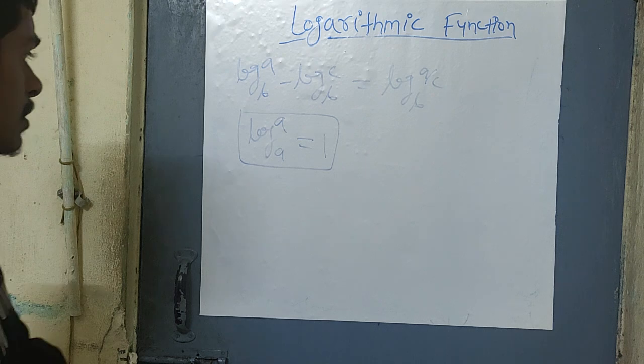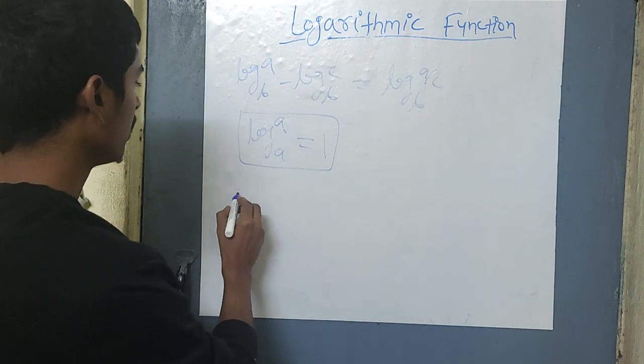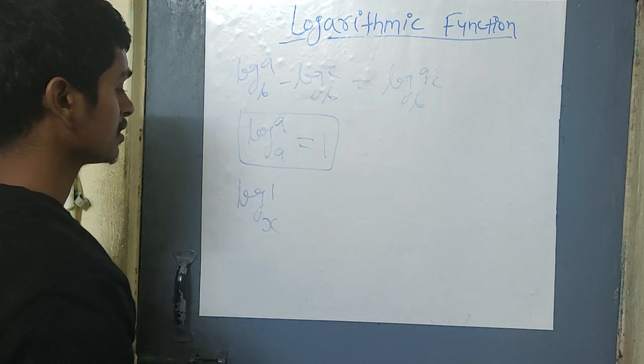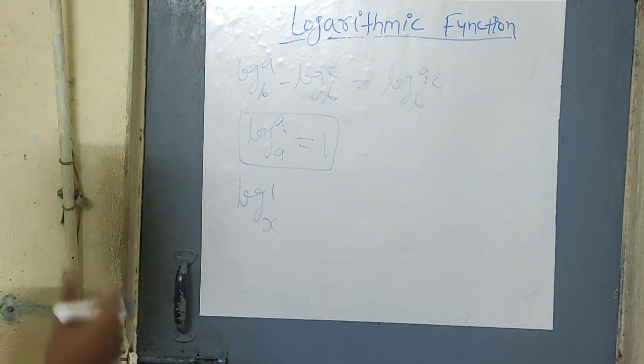So in this interesting result, log of x with base x, it doesn't matter what the value of x is. Obviously x should be positive and it should not be equal to 1.